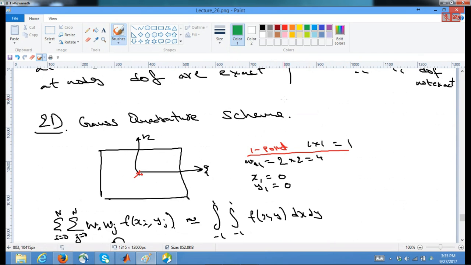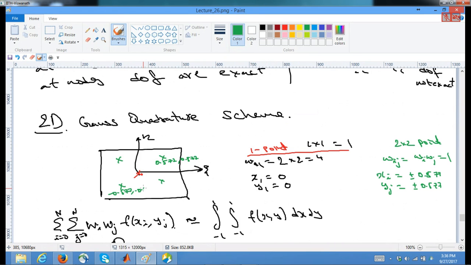Now if I use 2 × 2, your w_ij is equal to w_i times w_j, and all are equal to 1. Your x_i is given as plus or minus 0.577, and y_j is also plus or minus 0.577. So the points are (0.577, 0.577), (-0.577, -0.577), (0.577, -0.577), and (-0.577, 0.577). So this is the 2 point scheme.